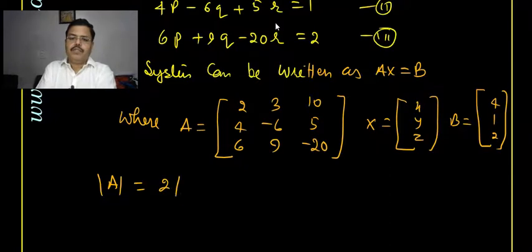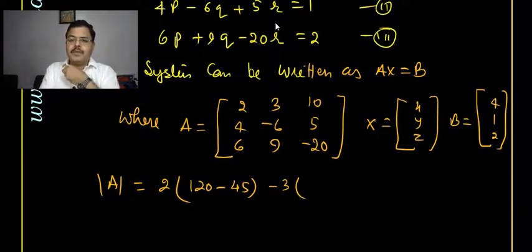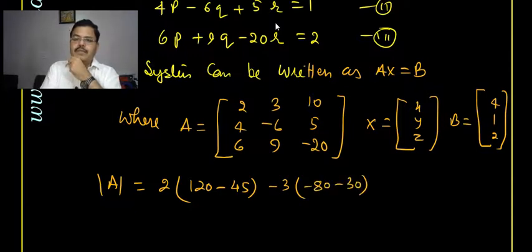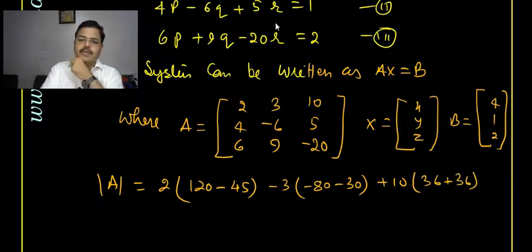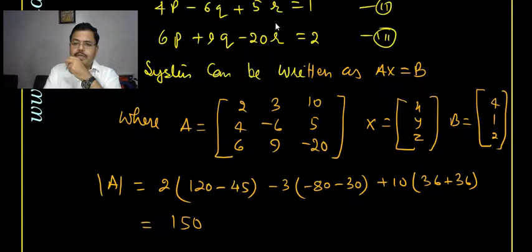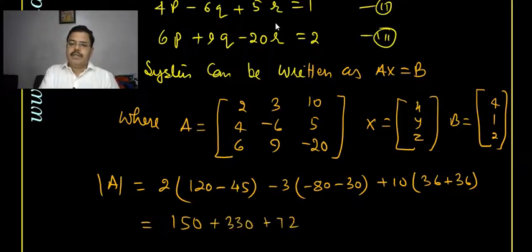So, determinant of A is 2 times, cancelling this row and column, 120 minus 95 is 45. Minus 3 times, cancelling this row and column, 24 minus 80 minus 30. And plus 10 times, cancelling this row and column, 36 minus 36, that is 72. So this will be 2 into 75, that is 150, minus 3 times minus 110, that is plus 330, and plus 720.